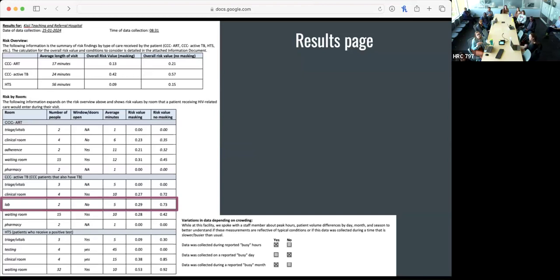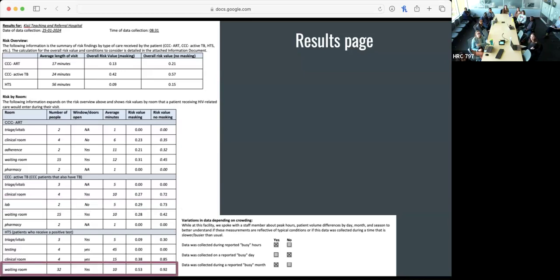And then next, I wanted to talk about the lab room. We can see that the risk value for no masking is 0.73, which is pretty high. And that the windows and doors were not open during this measurement. So a consideration that could be made is to open the windows and doors to the outside during outbreak periods.